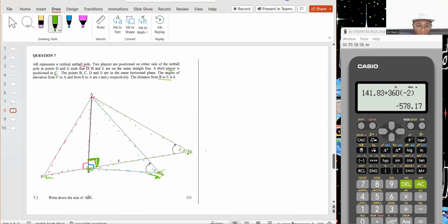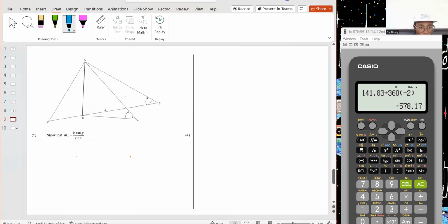Then the distance from B to E is K. We have a distance, in case you don't see it, this is the K. The distance from here going here. Okay, they're saying write down the value of angle ABC. You already know ABC. This angle here. So angle ABC equals 90 degrees.